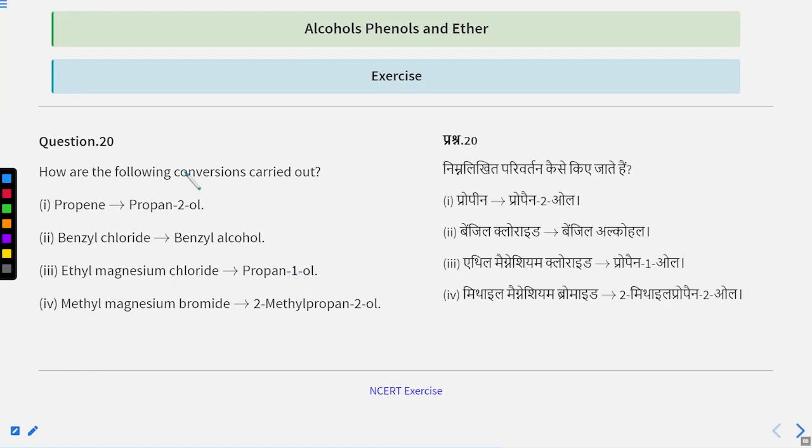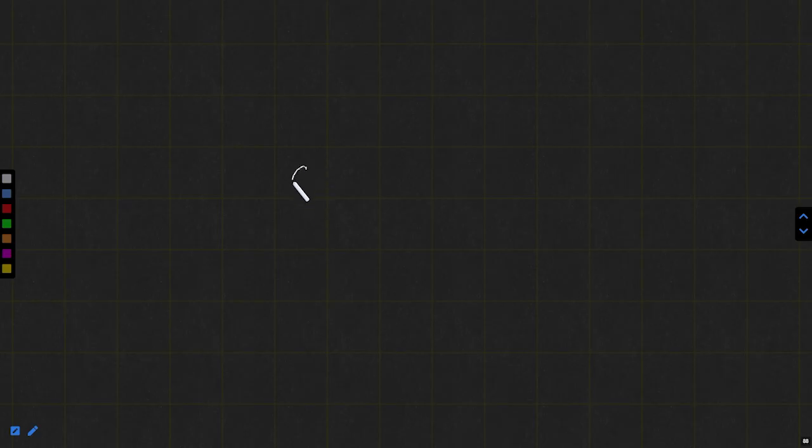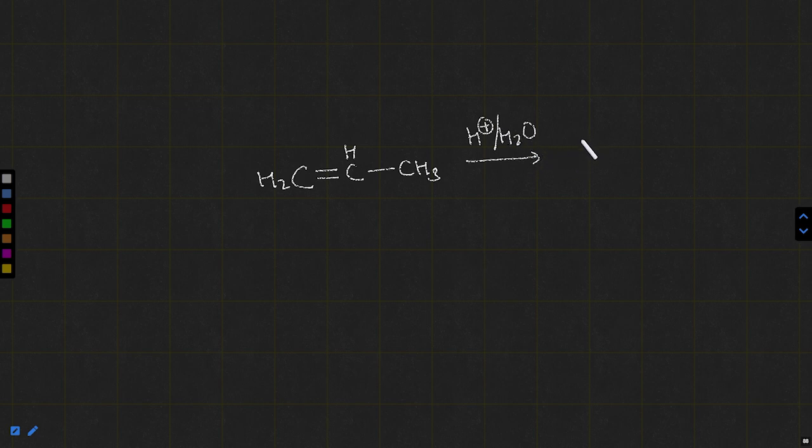Okay. Next question. How are the following conversions carried out? First is propene to propan-2-ol. So this is propene. What we will do, we will simply treat it with H+ and H2O. So that would result in, what we have to do, we have to form propan-2-ol.